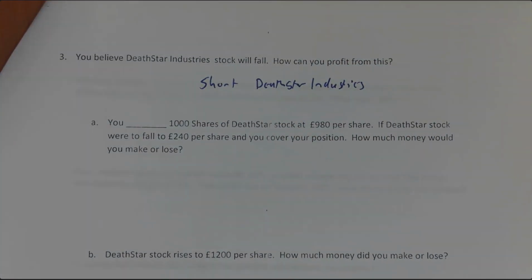And so let's talk about short sales for just a second, kind of refresh your memory on that. So we can bet on a stock going down by shorting it. So how do we do a short sale? How does it work?